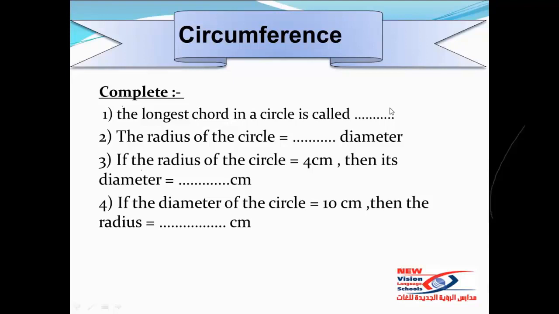Open your mic. Solve number 4. If the diameter of the circle is 10, the radius is 5. Excellent. Thank you. Another one.